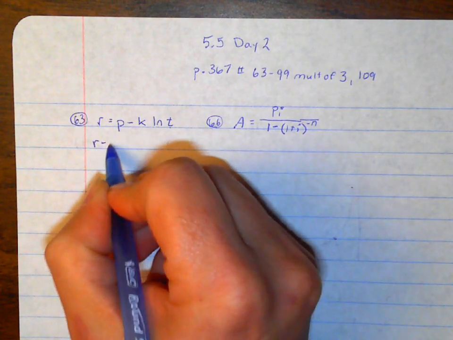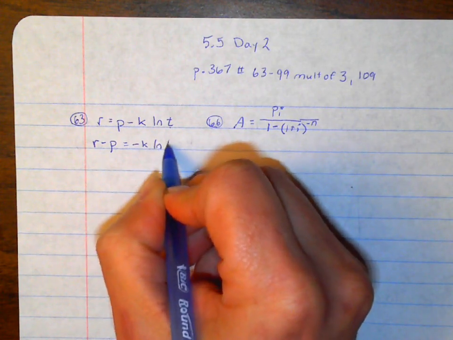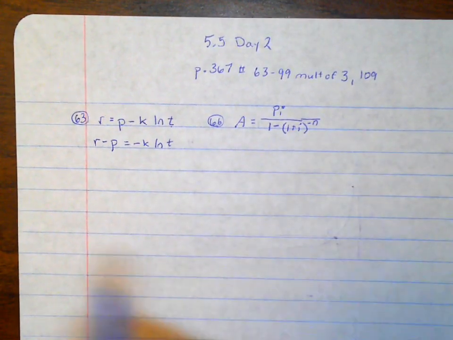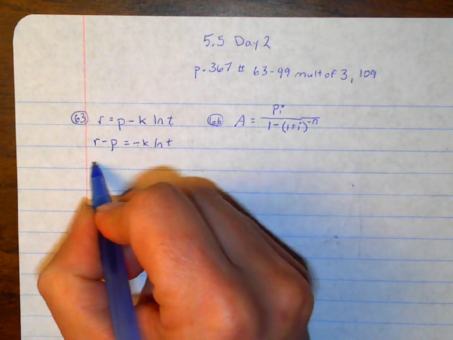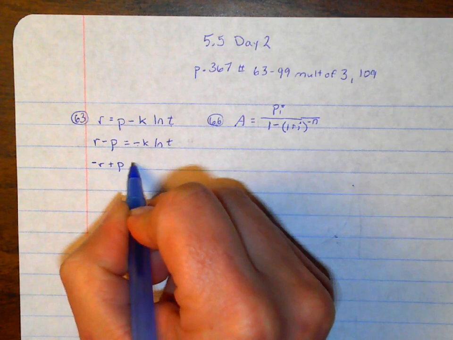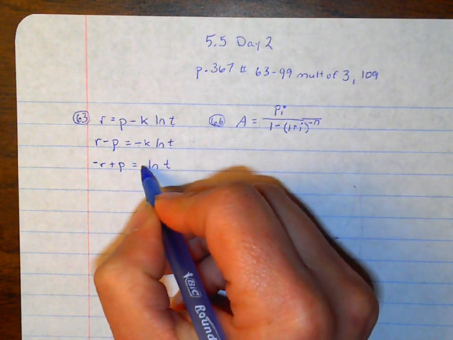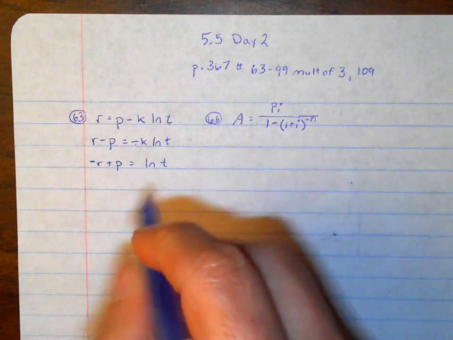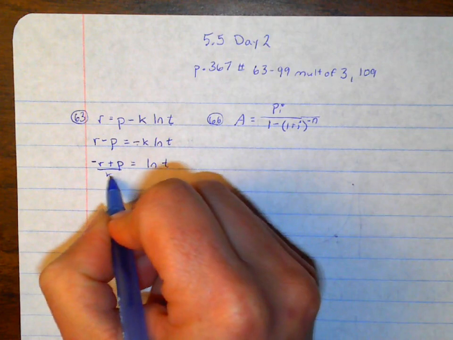So I have r minus p is equal to negative k, r natural log of t. And I'm going to divide to get rid of this negative. So it'll be negative r plus p equals natural log of t. Actually, I'm dividing by the negative and the k. Let's do both at the same time.